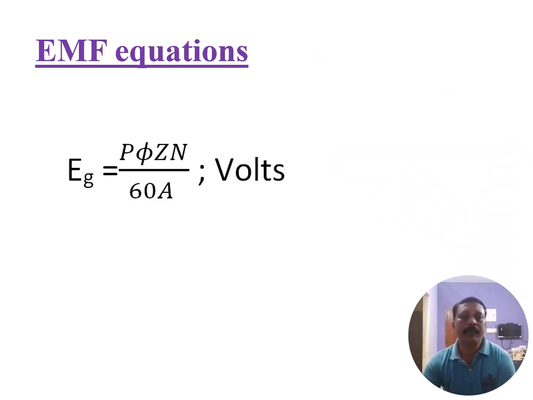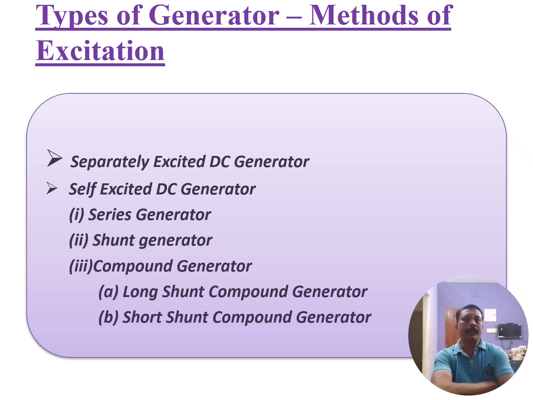Next, we will discuss the EMF equation. Here, Eg is equal to PΦZN divided by 60A. Eg is the generator EMF. P denotes the number of poles in the DC machine. Φ is the flux produced in the air gap, its unit is Webers. Z is the total number of conductors in the armature circuit. N is the speed of rotation, mostly in RPM. A is the number of parallel paths. The generator EMF Eg is equal to PΦZN divided by 60A. Its unit is volts.